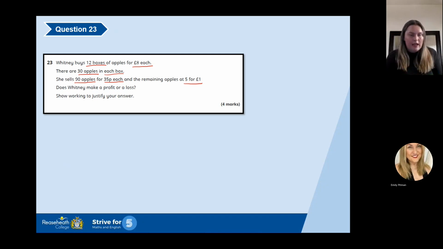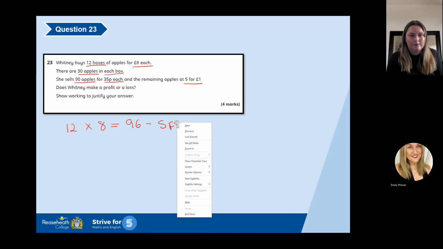First of all, I'm going to see what I can work out and what I know. You might feel really overwhelmed by this question, but just do what you can and get some marks. So 12 boxes of apples for £8 each. I'm just going to times them together to start with. On my calculator, it's £96. That's what she's spent.